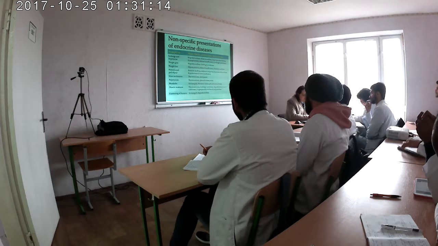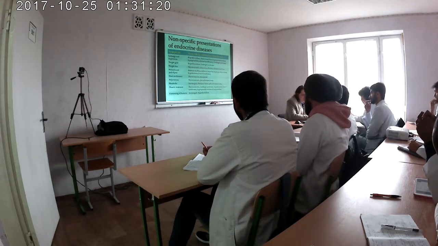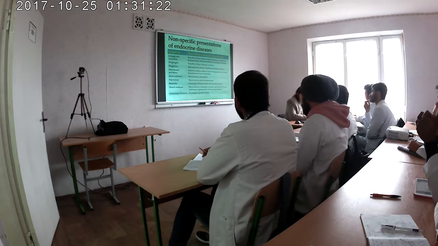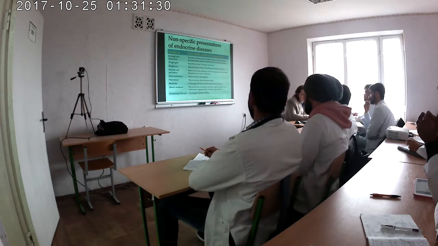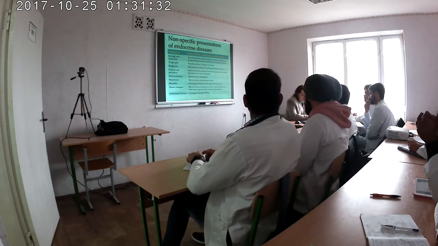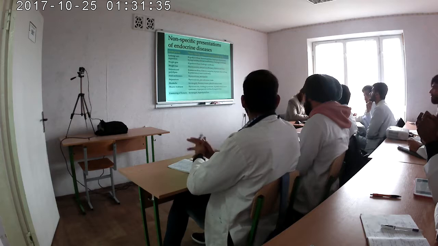Palpitations: thyrotoxicosis, pheochromocytoma. Pheochromocytoma is a tumor that produces catecholamine, so it's an adrenal tumor. Headaches: acromegaly, pituitary tumor, pheochromocytoma. Now, why is there a separation between acromegaly and pituitary tumor?